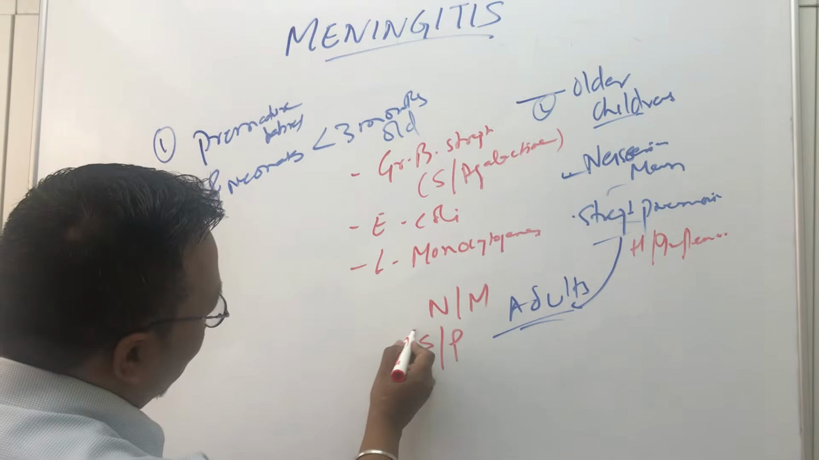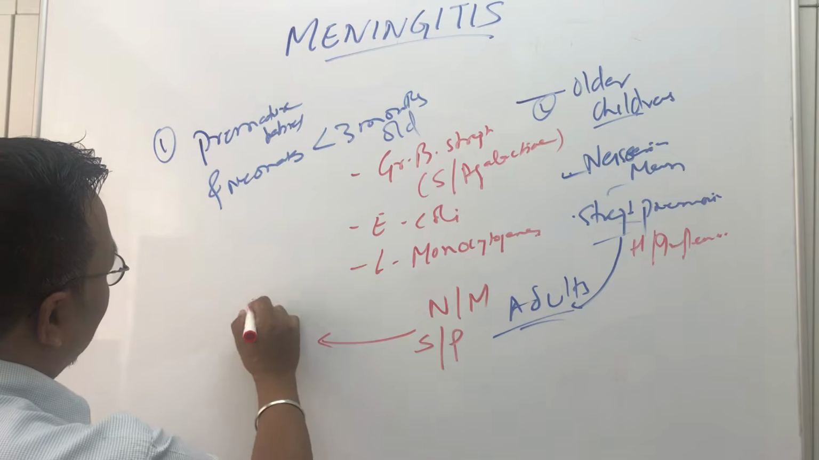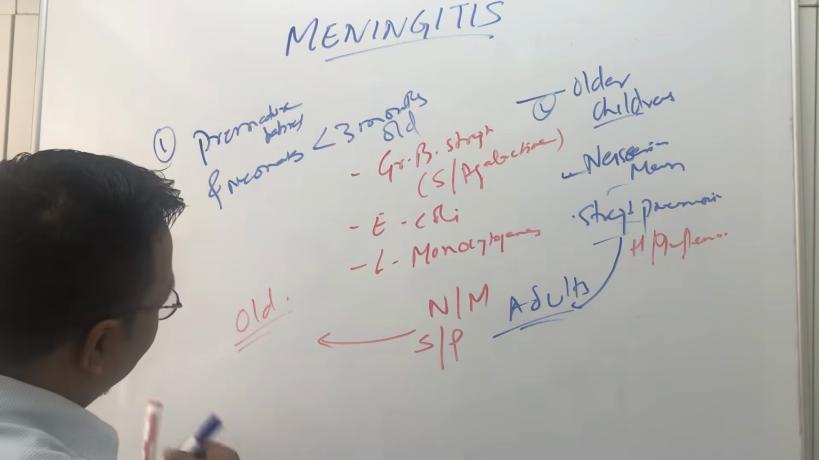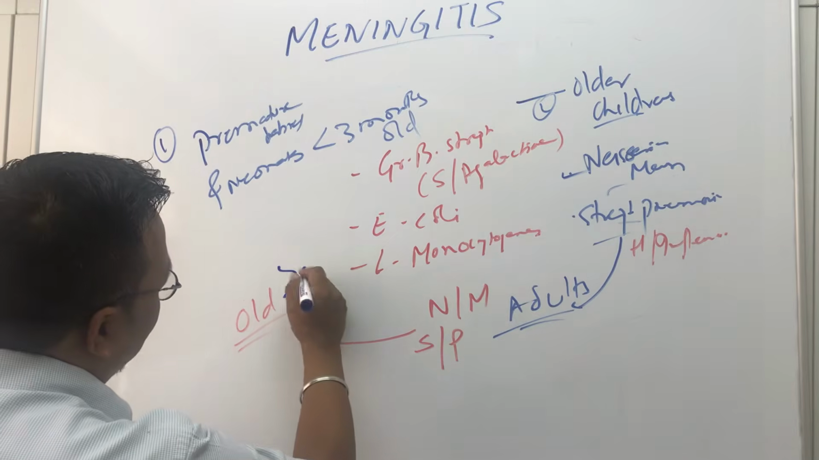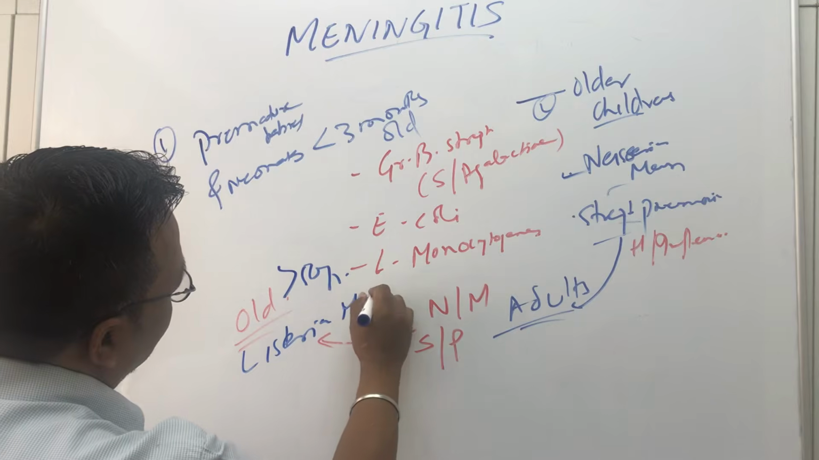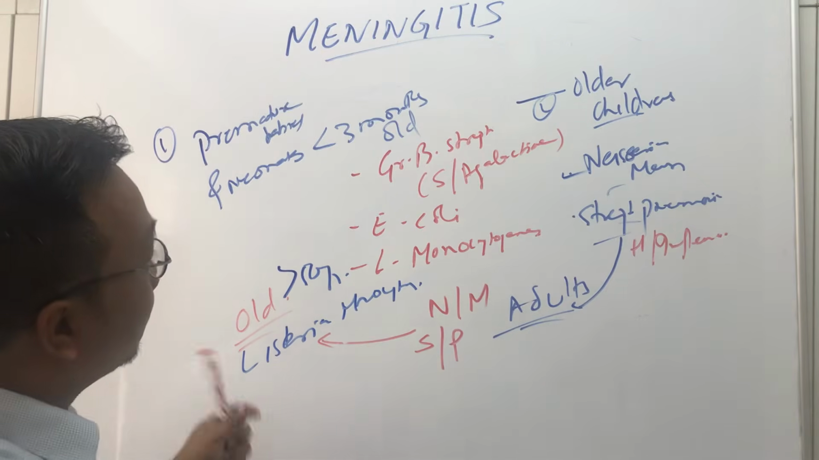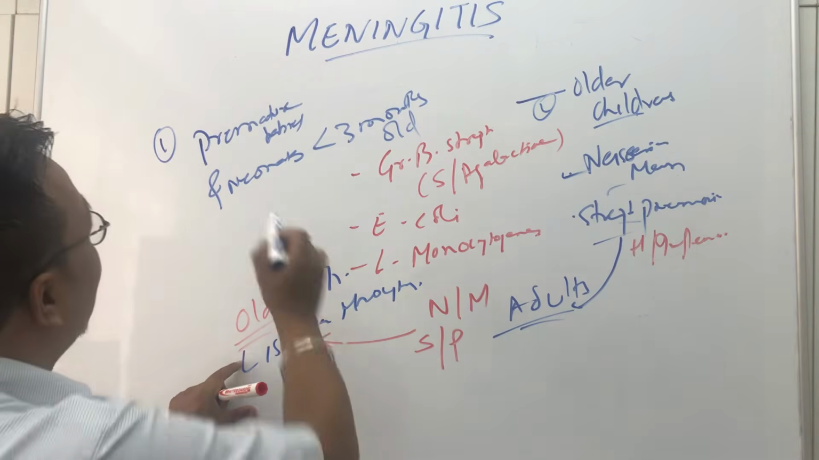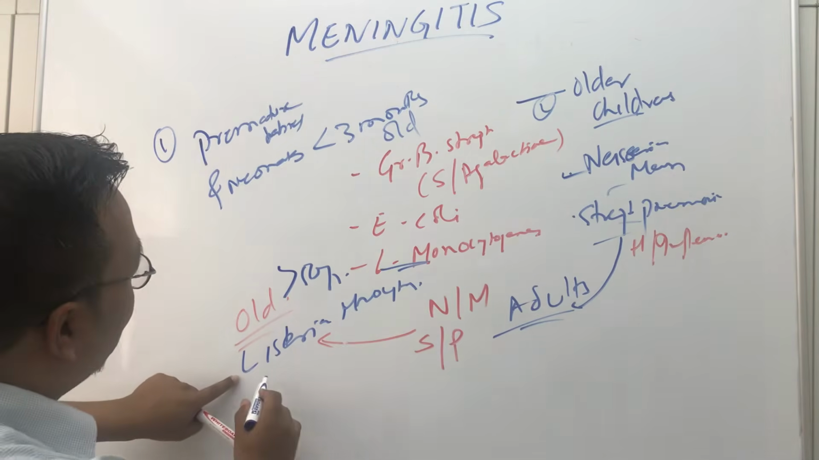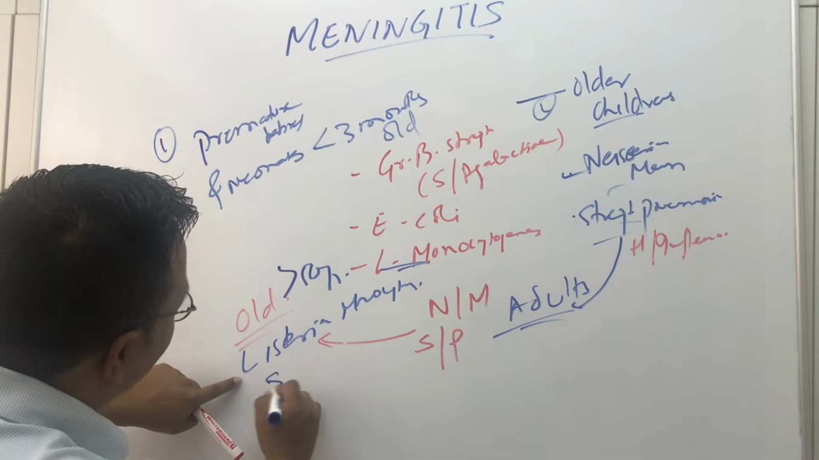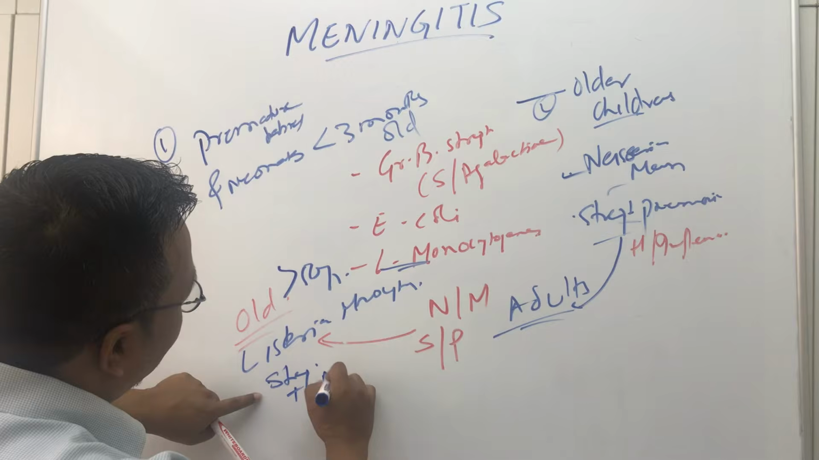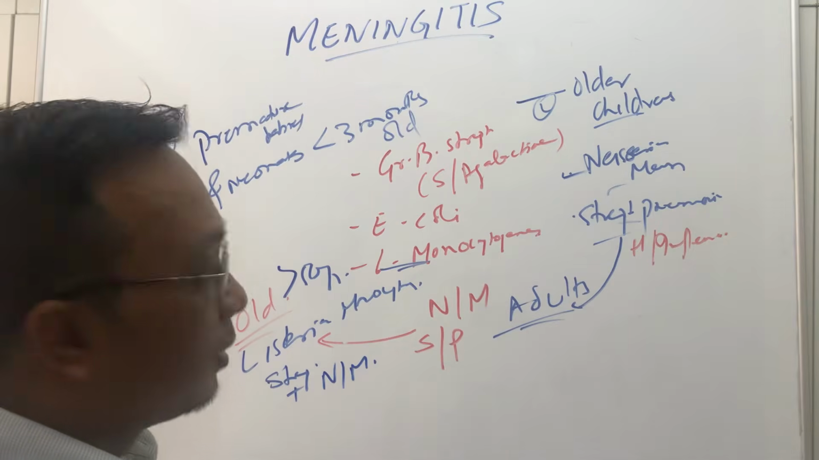Now as it goes from adults to older people, in people older than 50 years of age, Listeria monocytogenes dominates. So you can see Listeria monocytogenes at the 2 extremes. It is found in babies less than 3 months and also in people more than 50 years, plus also Streptococcus and Neisseria meningitidis, both.